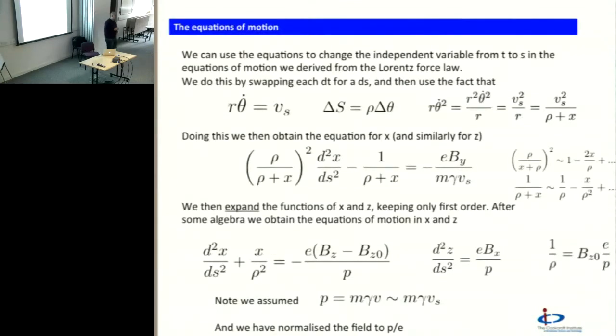This is our differential equation for x, once we've done this variable change, where we've got a d squared x by ds squared term, so it's a spatial derivative, not a time derivative now, and the geometrical factor. We've got this term coming from the natural focusing of the accelerator, and we've got this term coming from the field. There's a similar equation for z, where this term is dropped and that is a positive sign, as you see in the previous slide.